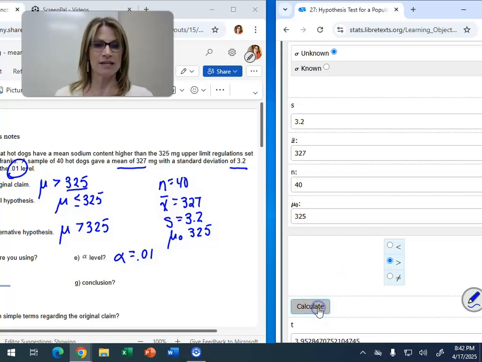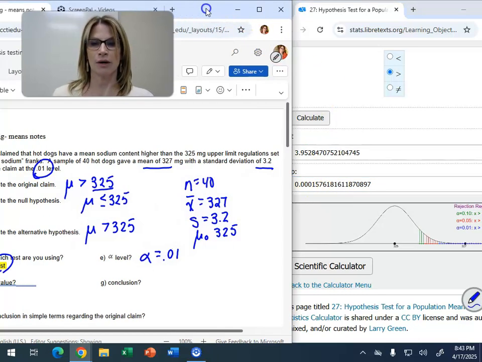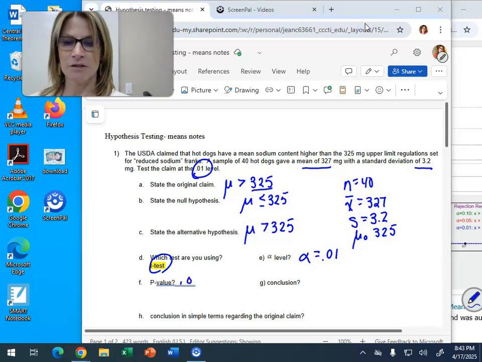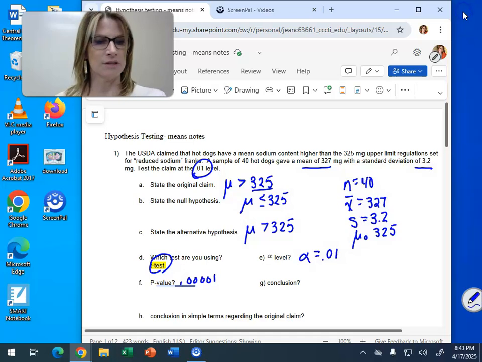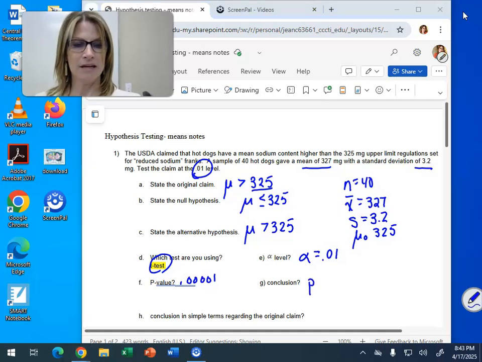So calculate, and you will come down here and you will find this value. P is 0.00001 something. Okay, I can't remember what that was, but whatever it was, you're comparing P to alpha. P is less than alpha.